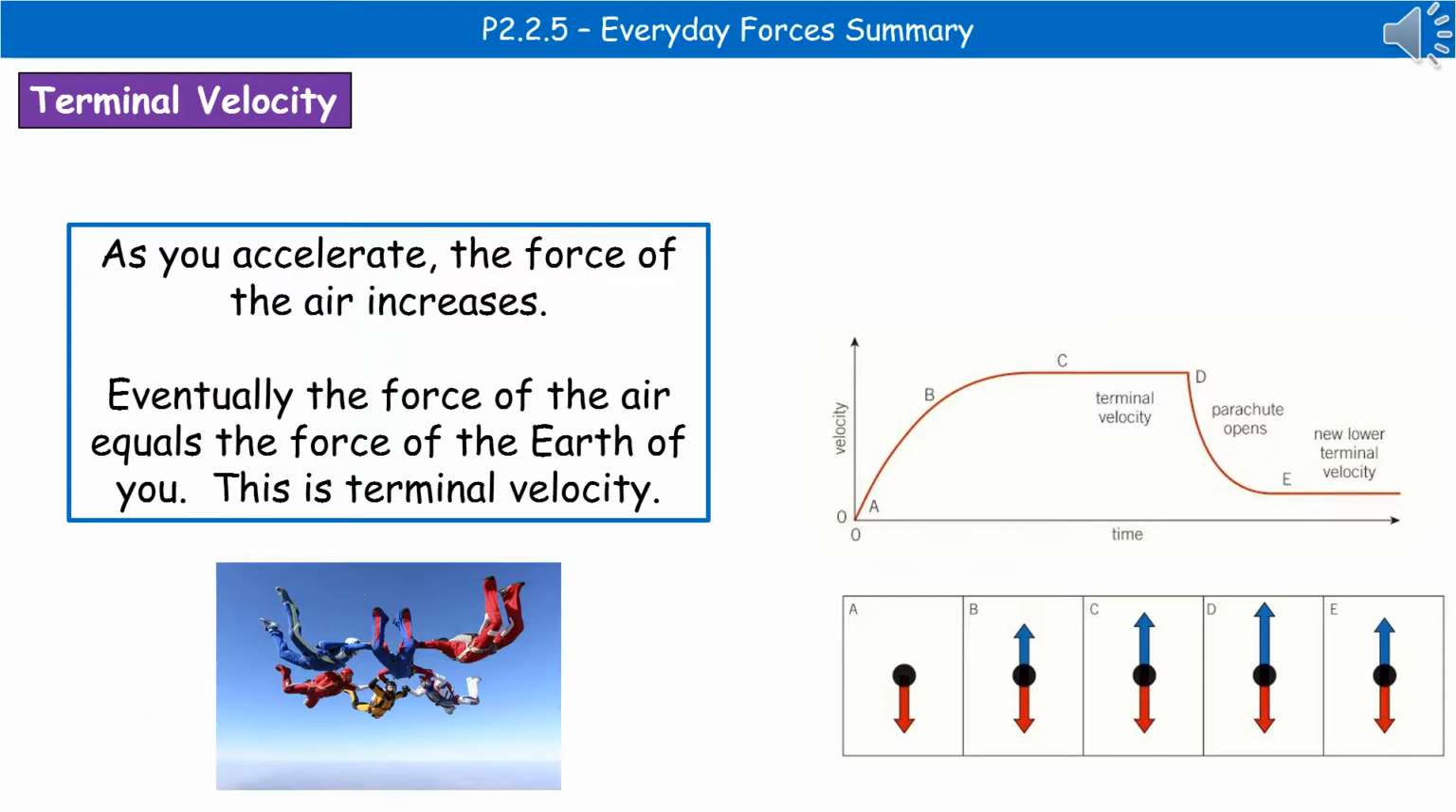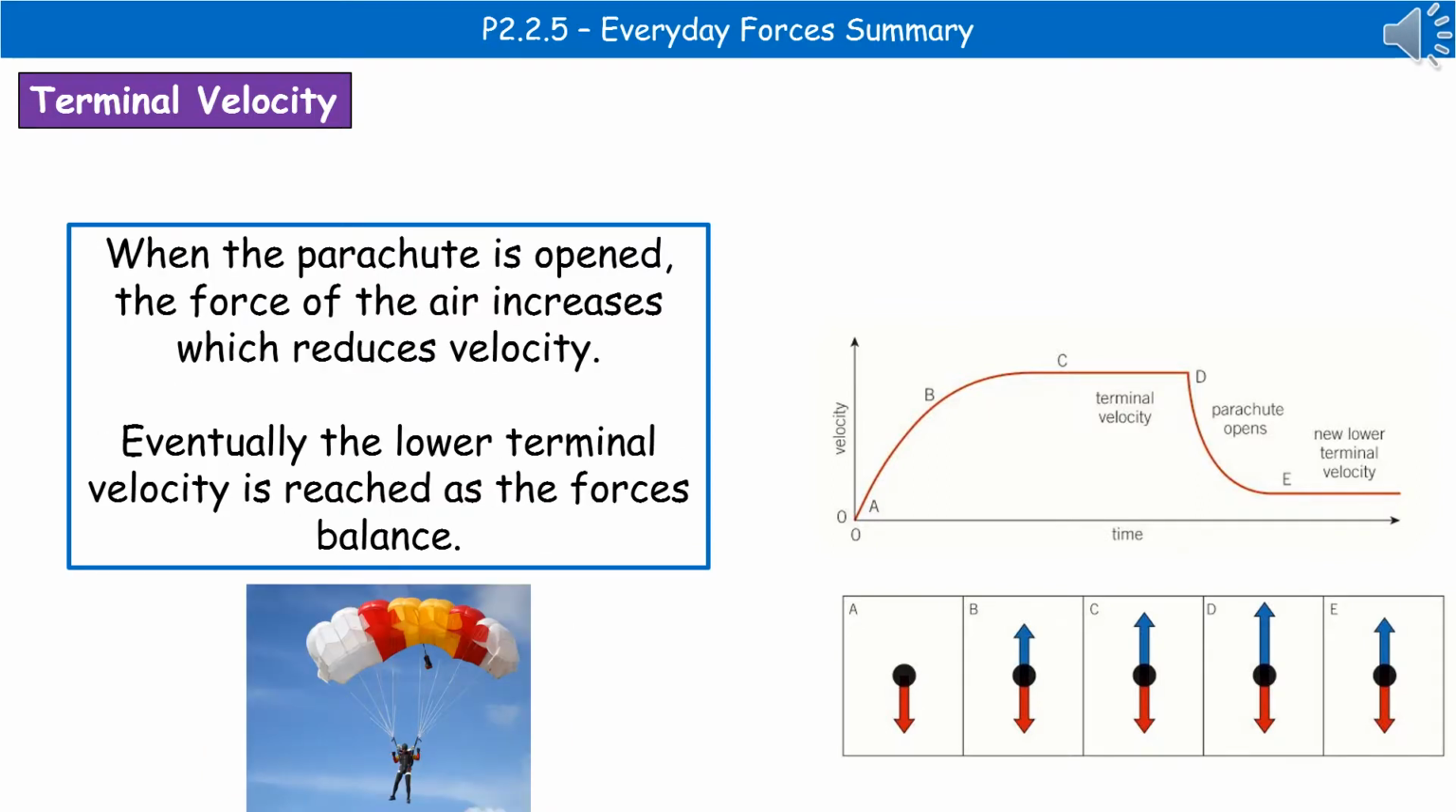As they continue to fall and accelerate, then the force of the air on them will increase, and that's represented by part B on our diagrams. Eventually, what we find is that the force of the air acting on the person is equal to the force of the earth acting on the person. So those two forces are in equilibrium, and that's part C on both the graph and our free body diagram. And this is known as terminal velocity. So they won't accelerate anymore because the forces are balanced, so they continue to fall at that constant speed.